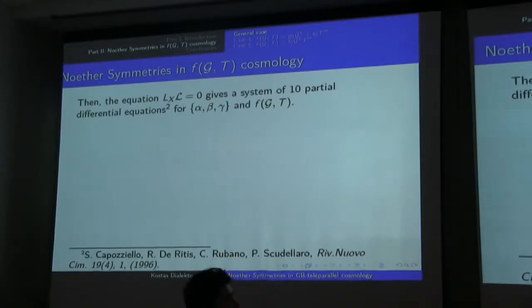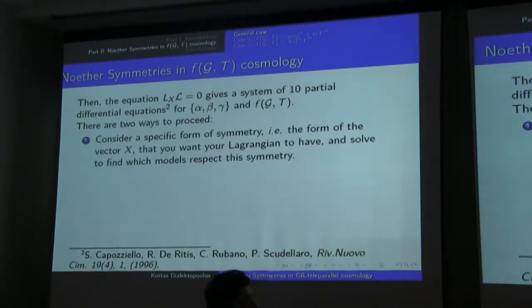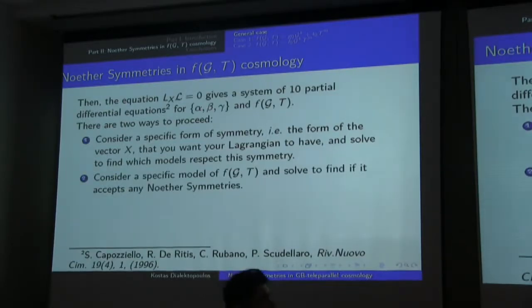Which we have four unknowns, in fact: the x vector, the symmetry vector, and the model of the theory. And there are two ways to proceed. We can either impose a specific symmetry, and thus a specific form of this x vector, and find the model for which this symmetry is a symmetry of the theory, or impose a specific model of a specific theory and find which symmetries it respects.